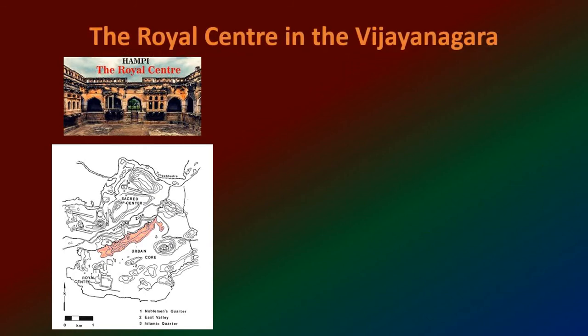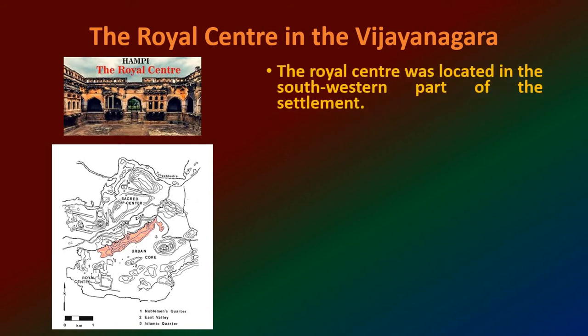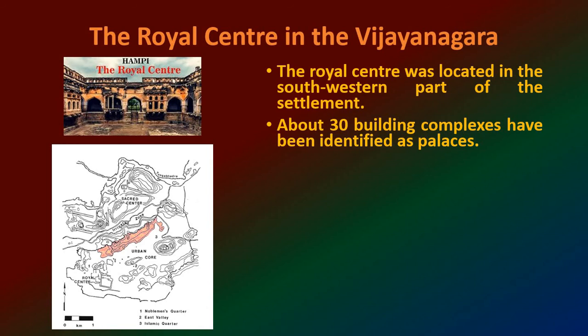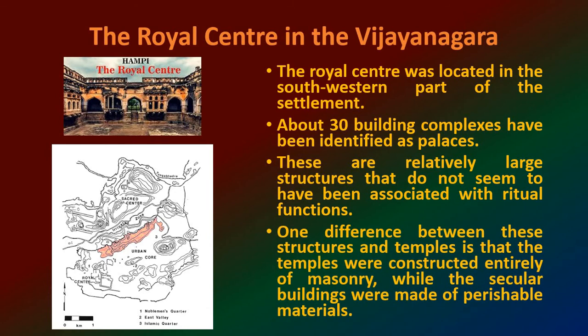The Royal Center in Vijayanagara. The Royal Center was located in the southwestern part of the settlement. About 30 building complexes have been identified as palaces. These are relatively large structures that do not seem to have been associated with ritual functions. One difference between these structures and temples is that the temples were constructed entirely of masonry, while the secular buildings were made of perishable materials.